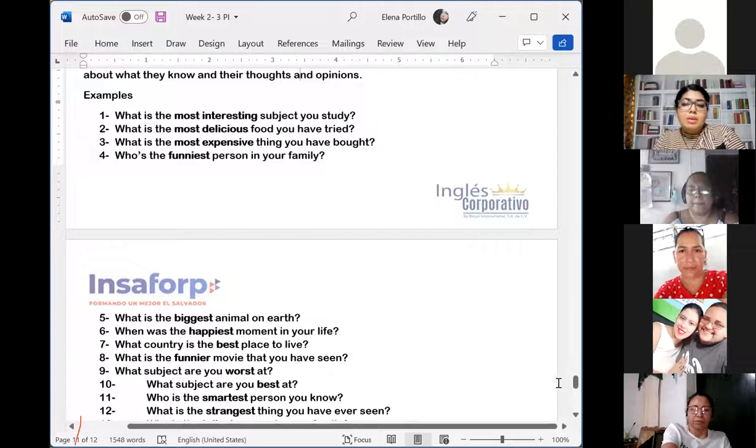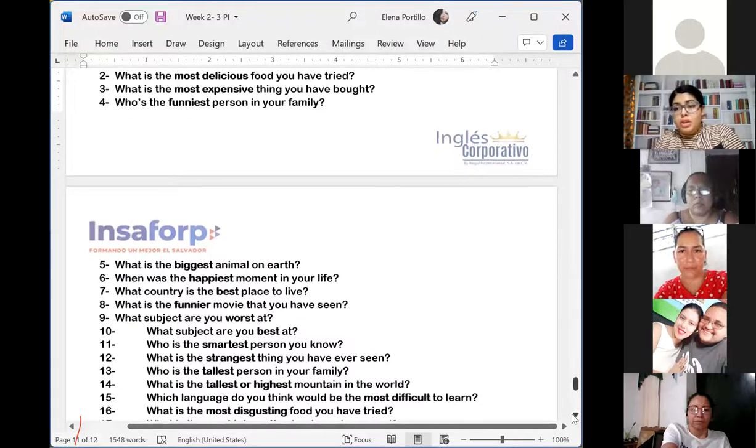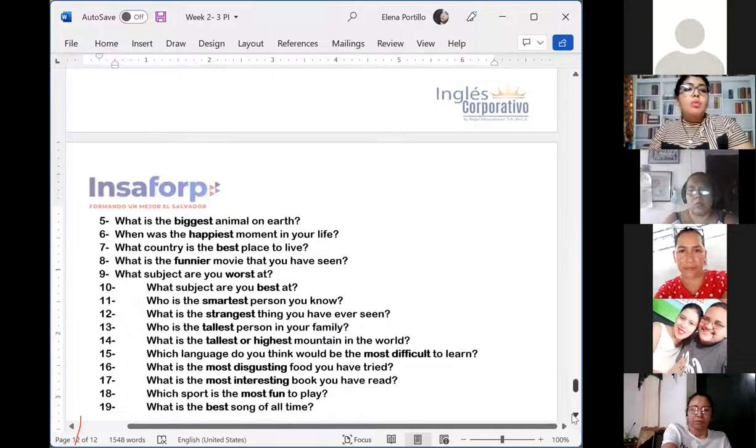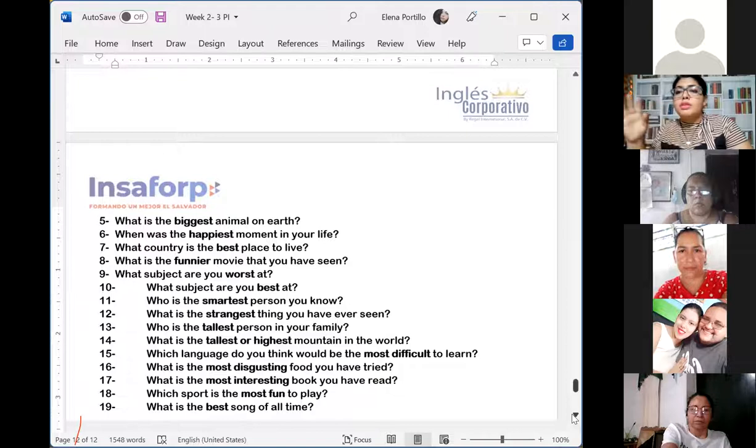Then, who is the funniest person in your family? What is the biggest animal in the planet or on Earth? We can think of the animals, and we can say, oh, it's that animal. Then we have, when was the happiest moment in your life? ¿Cuándo fue el momento más feliz de tu vida? Then, what country is the best place to live? What is the funnier movie that you have seen?